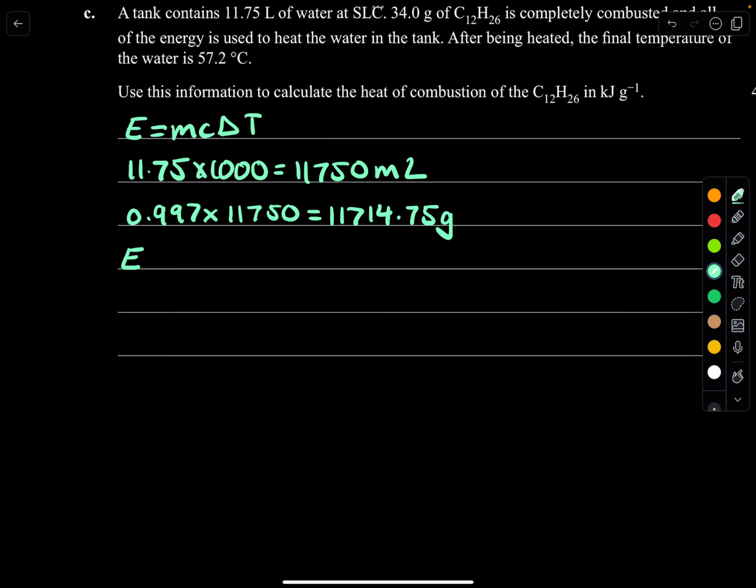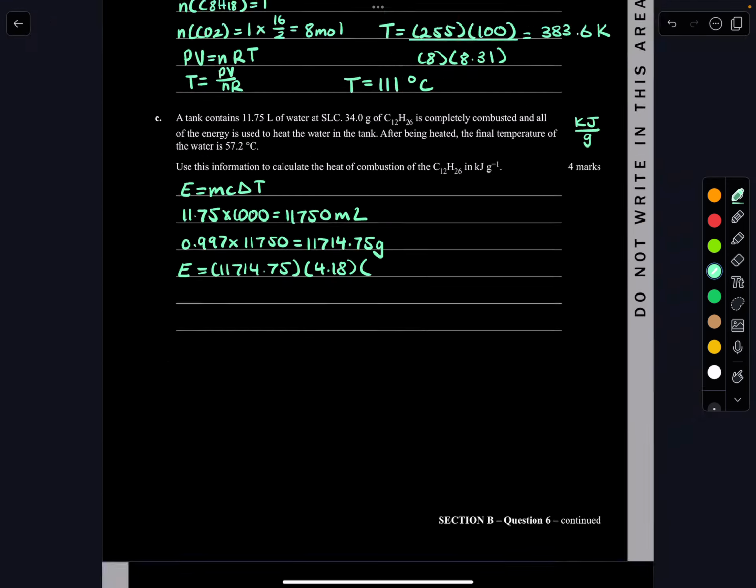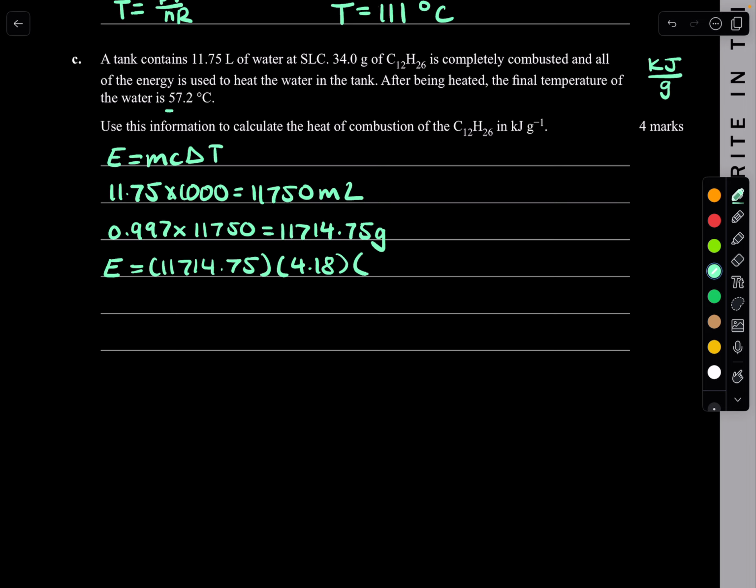Easy. Now we can use our formula. So E is equal to the mass, which is 11714.75, times your specific heat capacity of water, which is 4.18. It is in your data sheet. And the change in temperature. Now, we know that the final temperature is 57.2. And of course, the water started at SLC, meaning it started at 25 degrees Celsius initially. So the change in temperature is 57.2 minus 25. So this is going to give me the answer: 4.18 times 57.2 minus 25.